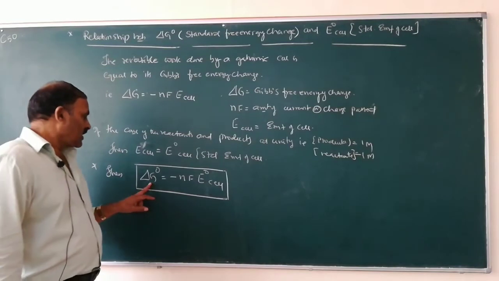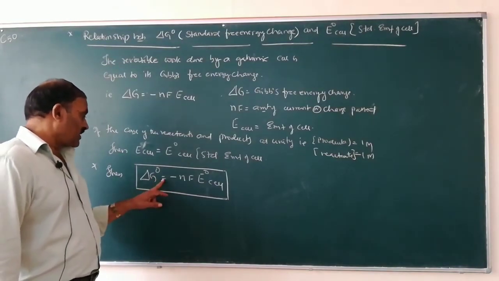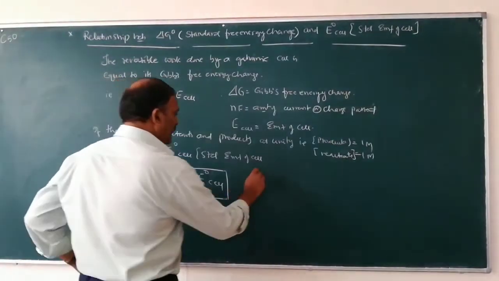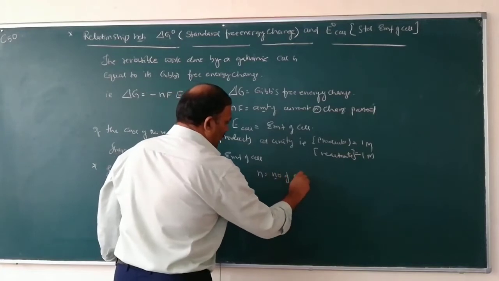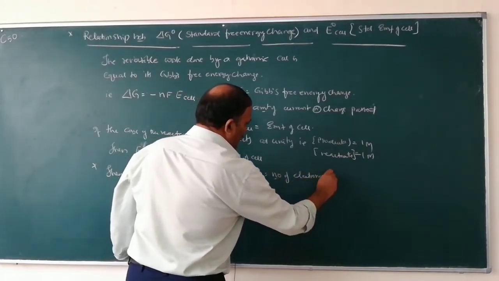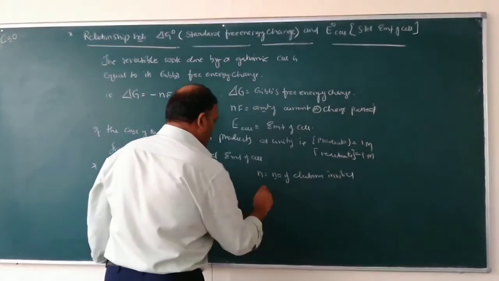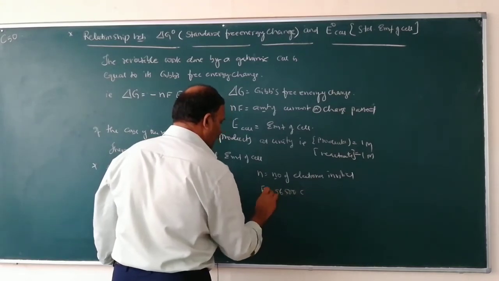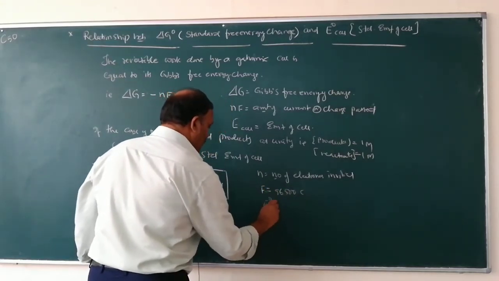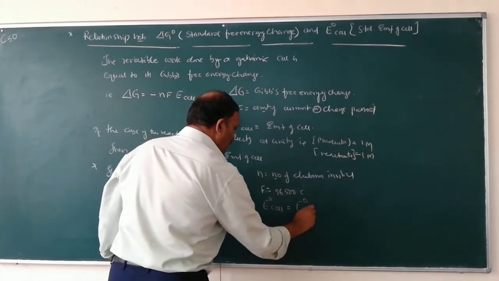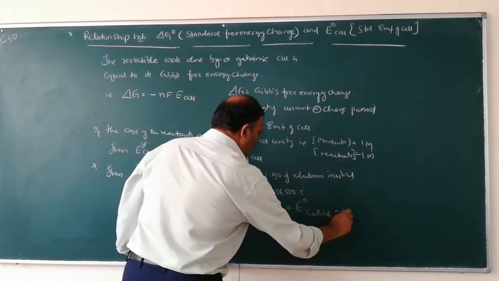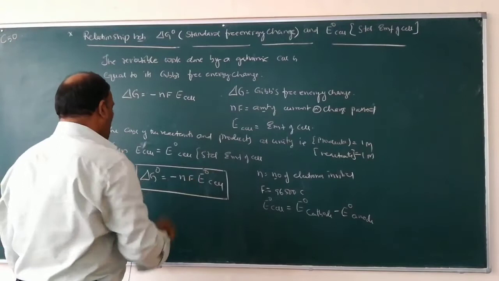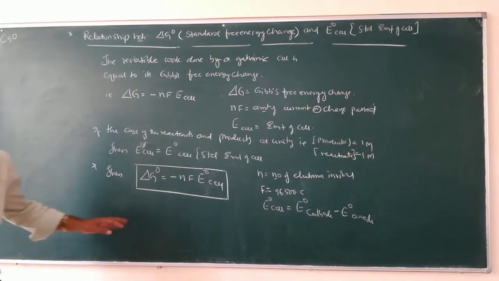So delta G naught is the standard free energy change, n is the number of electrons involved, F equals Faraday, 96,500 coulombs, and E naught cell is equal to E naught of cathode minus E naught of anode. So if you know E naught, you can calculate the standard free energy change like this.